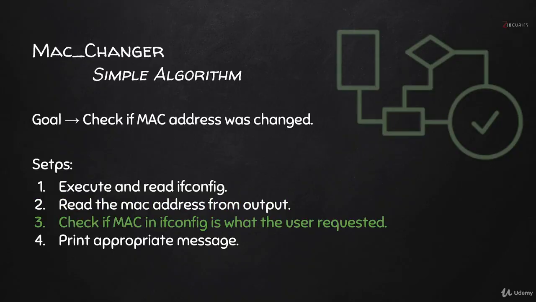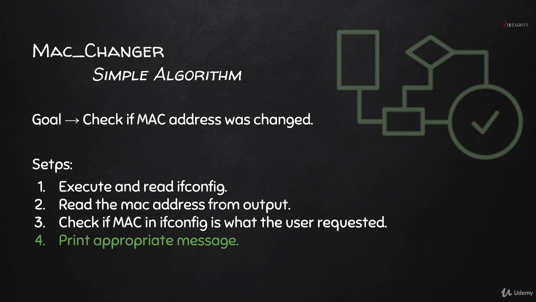Third, we're going to need to use an if statement, so decision making, to check if the MAC address is what the user requested. And finally, print an appropriate message saying either the MAC address got changed or the MAC address did not get changed. Now we're going to apply everything that we learned so far in order to achieve this, and we'll also learn new concepts as we go through these steps.